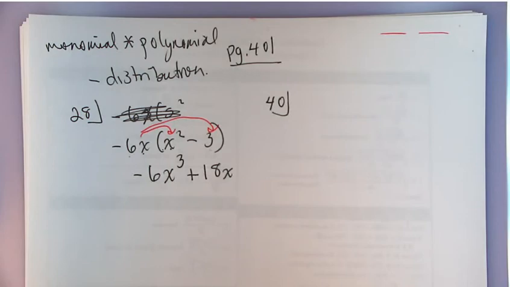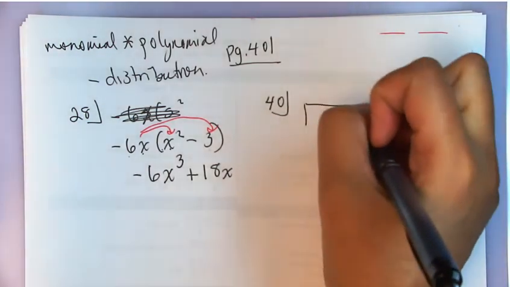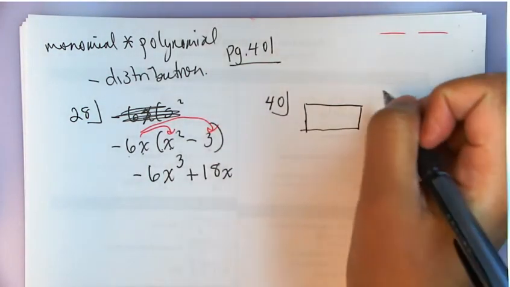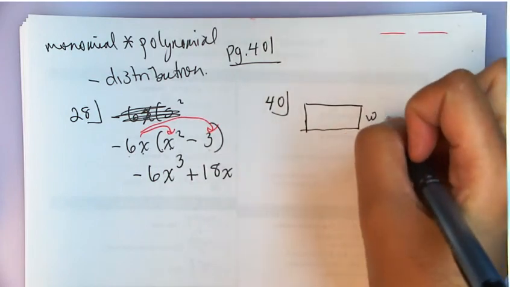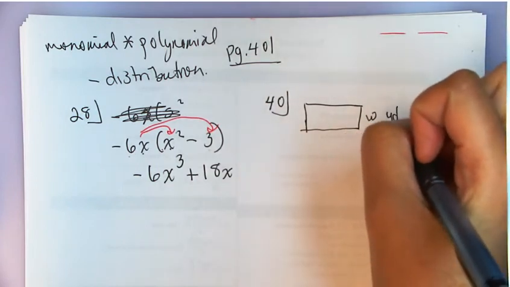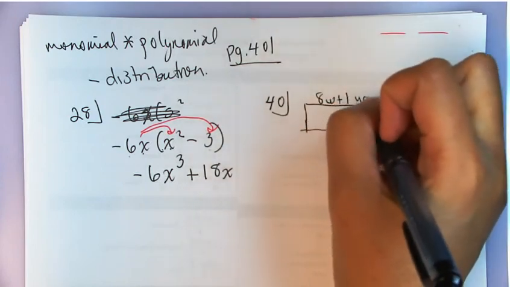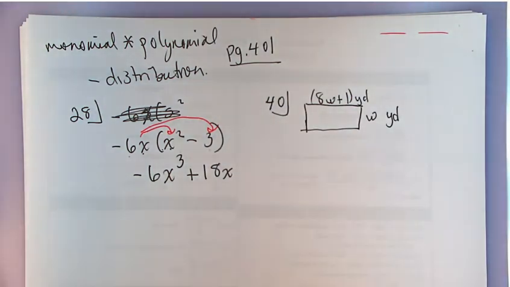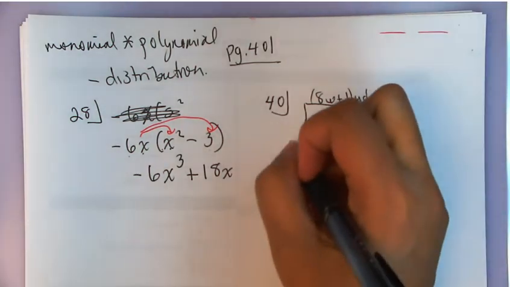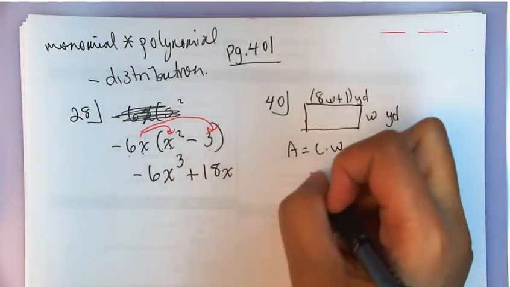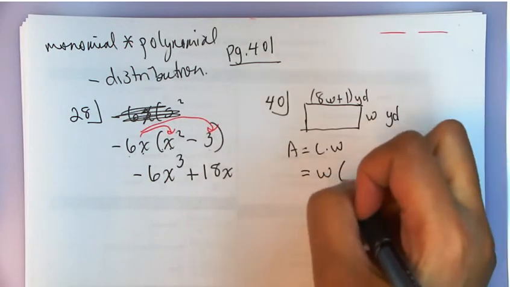They gave us a rectangle. I know how I am about drawing. I really don't like drawing because I don't do well. I got W yards for the width and then 8W plus 1 yards for the length. And we want to find the area. Well, we know area is equal to length times width. So essentially we're going to have W times 8W plus 1.